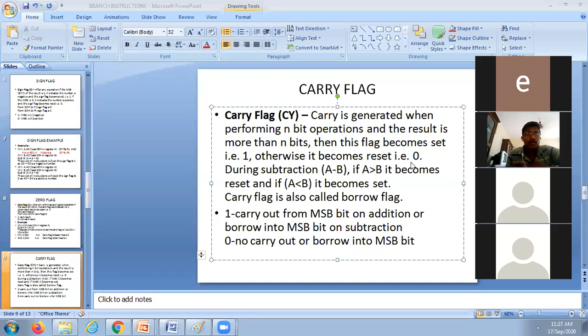You see here. Carry flag is also called borrow flag. Borrow flag means when it is to be used during subtraction. During subtraction, this carry flag is used as a borrow flag. During addition, it is used as carry flag.